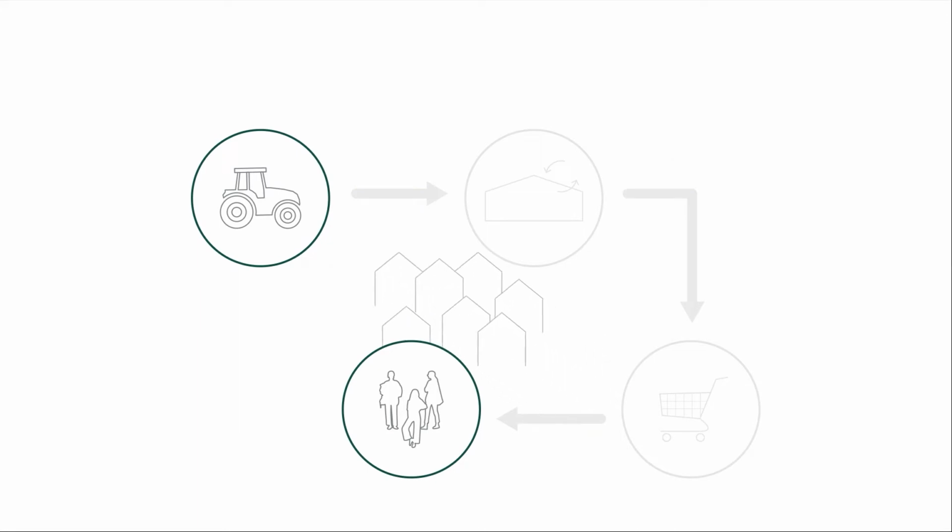Urban agriculture relocates agricultural activities to cities, helping to shorten food chains and bringing producers and consumers closer together. In turn, this can improve food security and quality.